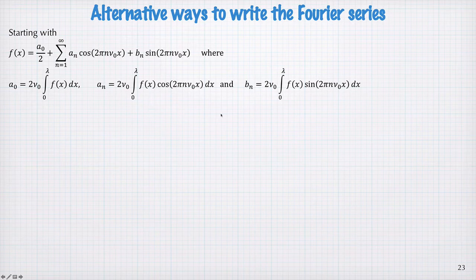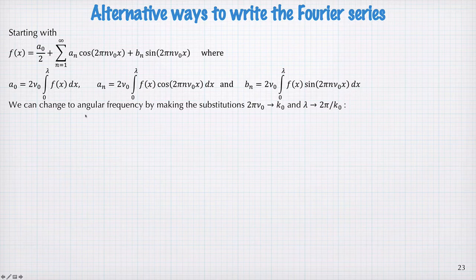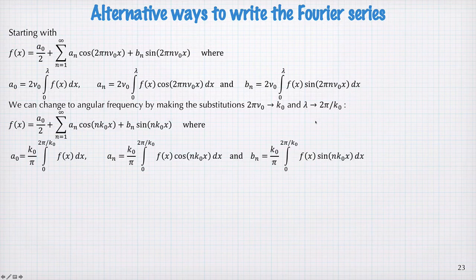Okay, one change we can make is to change everything to angular frequency. So get rid of nu naught and change it to k, and we get rid of lambda and change that to k as well. And if we do that, we get a Fourier series that looks like this. So now we have the A_n and B_n given by this equation here, and we've just eliminated basically the lambdas and nu naughts and just changed it all to this spatial frequency k naught.